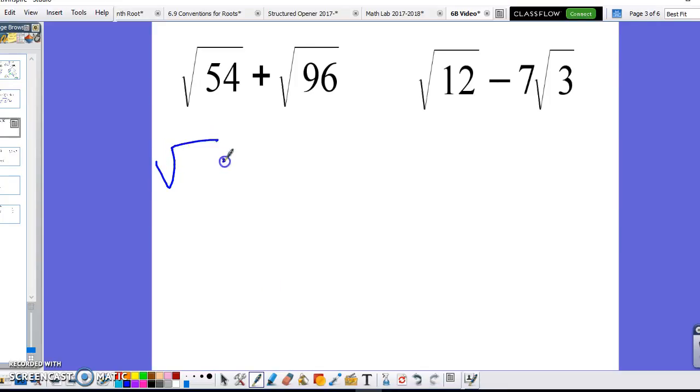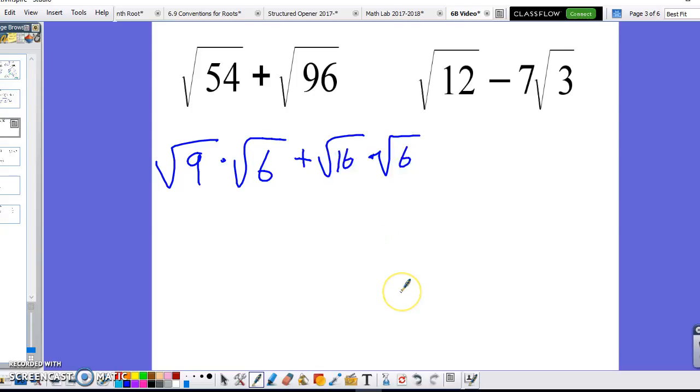As I look for perfect squares that are in 54, I notice that, well, 9 times 6 is 54. I do the same thing for 96, and I notice that, well, 16 times 6 is 96. I simplify from there. 3 square roots of 6 plus 4 square roots of 6. And now I've got the like terms that I'm talking about.